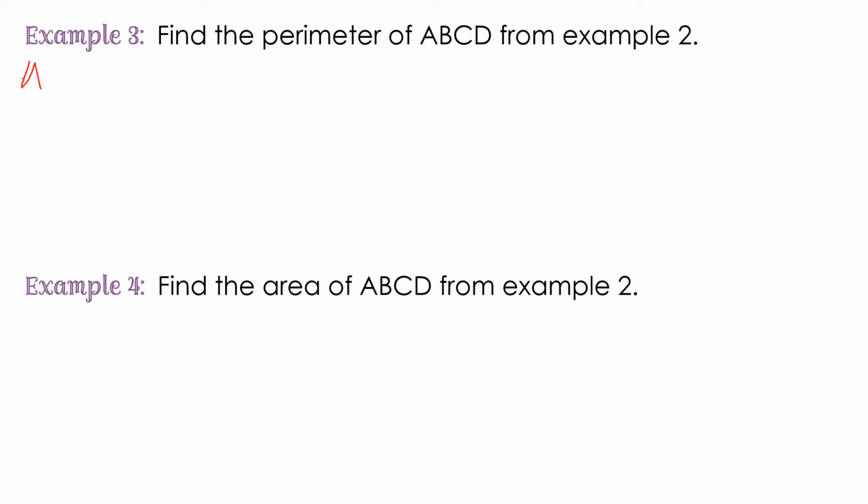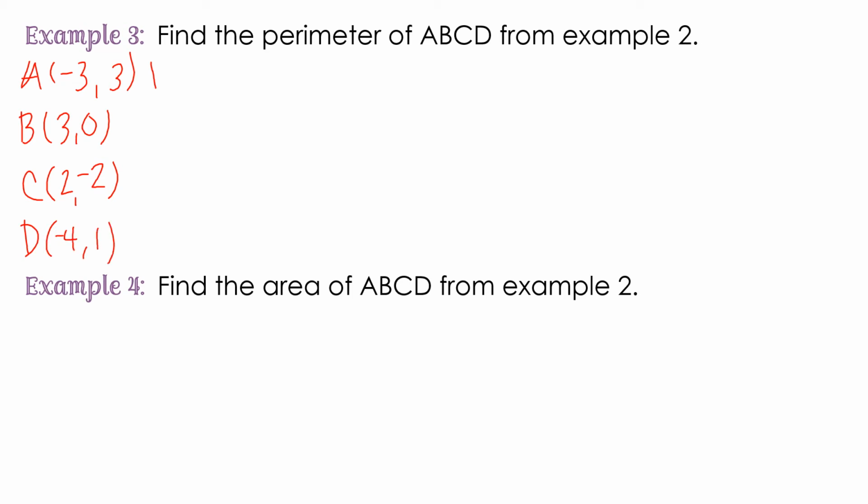So A was -3, 3. B was 3, 0. C was 2, -2. And D was -4, 1. So although I didn't need to find the lengths of the sides to determine if it was a rectangle, obviously I have to find the lengths of the side to find the perimeter and the area. So we only need to find the lengths of 2 of the sides since we know that the opposite sides are going to be the same.